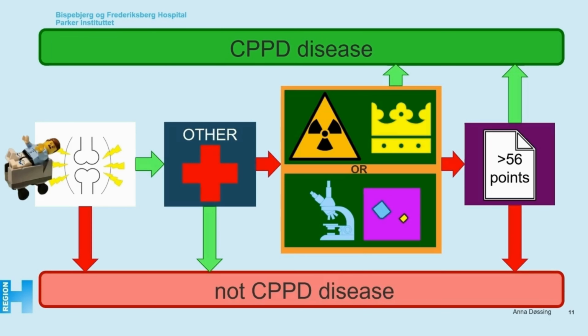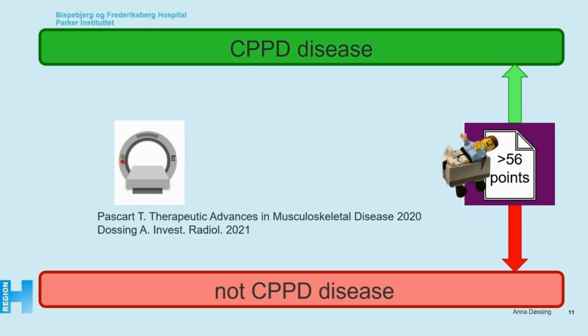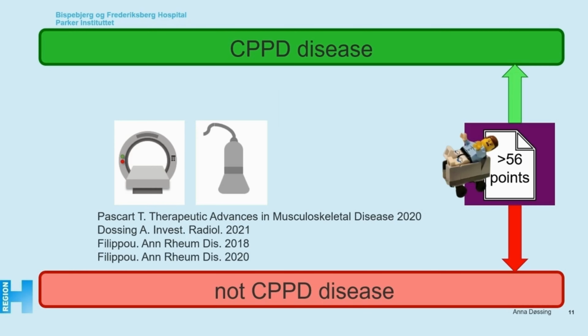So re-evaluating John's placement in the flowchart, he is now left with the scoring system, which probably requires him to have additional imaging analysis done with either dual energy CT or ultrasound for calcium crystal assessment.